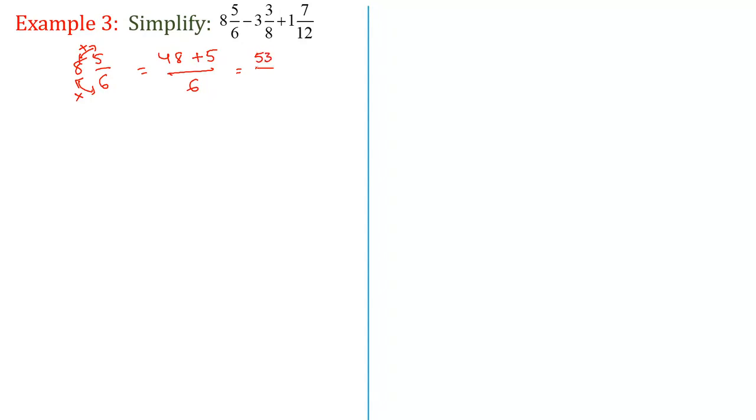53 by 6. So this is the improper fraction of the first fraction. Next, convert the second fraction, which is 3 by 8. You first ignore the minus. Now 8 threes are 24 plus 3, numerator by denominator 8. So this is 27 by 8.